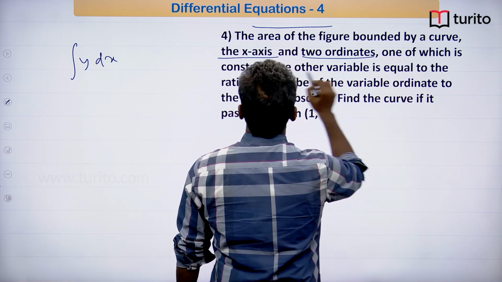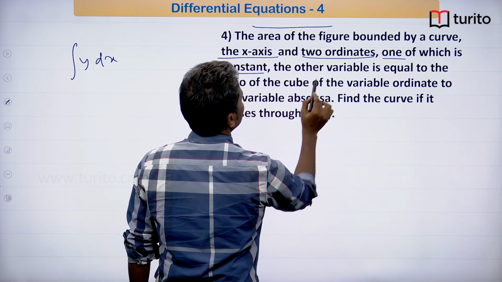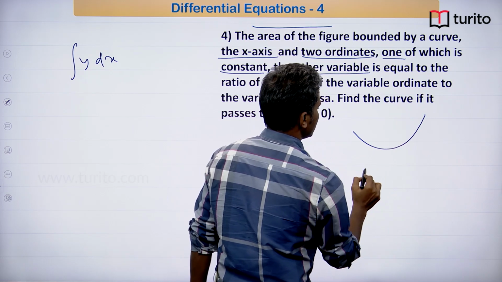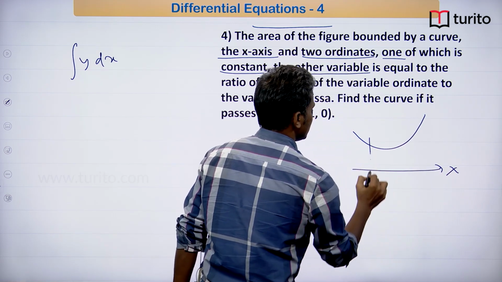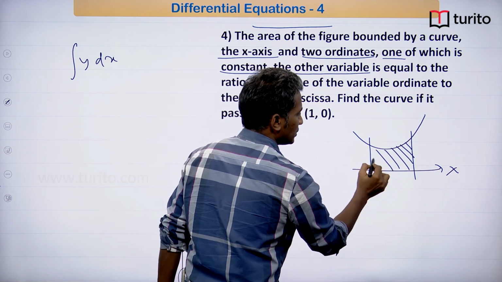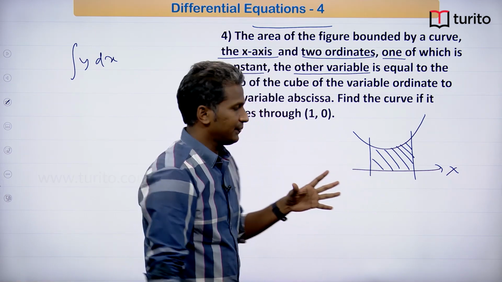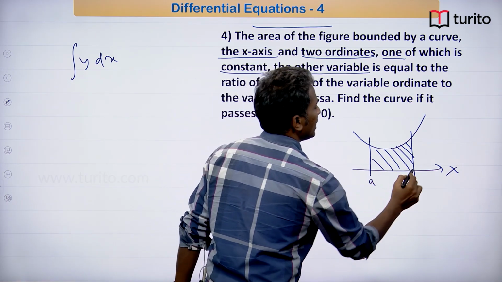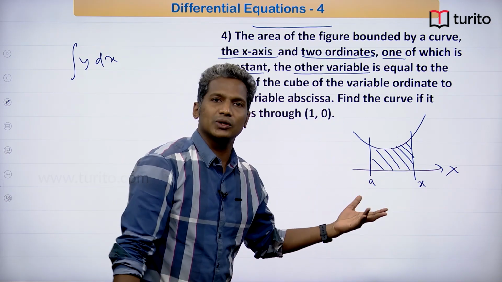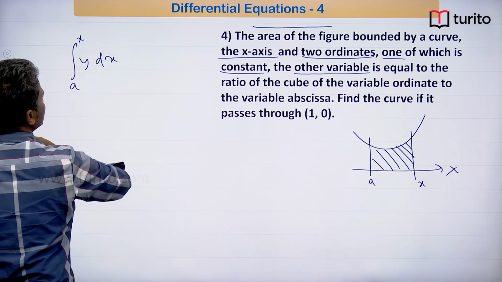So one of which is constant, the other is variable. One is constant, the other is variable, okay. So that means even if you take a curve like this, let us say this is my x axis, this is one ordinate, this is one ordinate. Between these two ordinates we are talking about the area, but it is given that one ordinate is constant, the other is not. So I can take this as, let us say, a, and I can take this as variable, which is, let us say, x. We can take the other way also, it does not matter, okay. So let us say I take this as a, this as x.